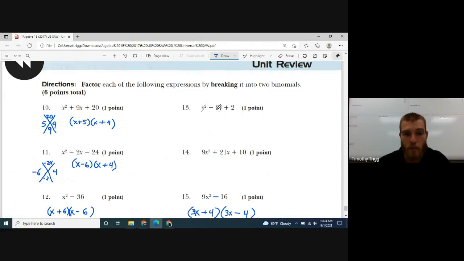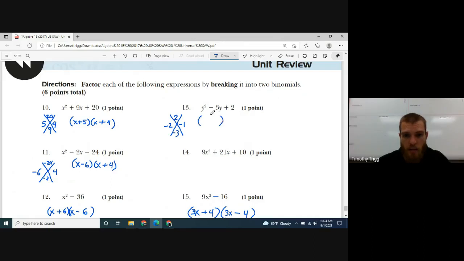All right, number 13 here. So here, what would go on top when I'm factoring this? Well, the 2. The constant goes on top. And the negative 3 on bottom. So two things that multiply to give me 2, but add up to give me negative 3. So this would be negative 2 and negative 1. Notice they add to give you negative 3. And if you multiply them, that'd give you a positive 2.